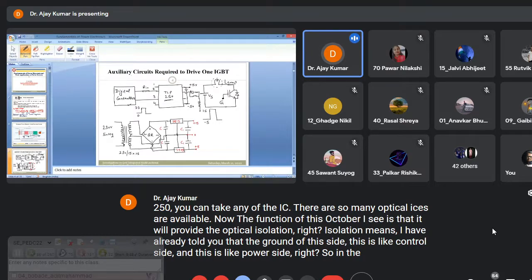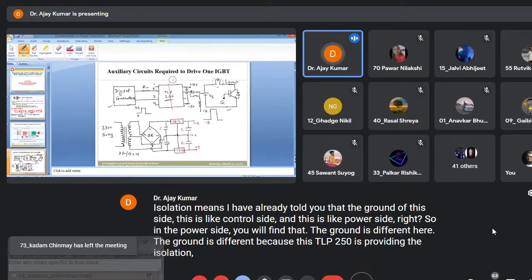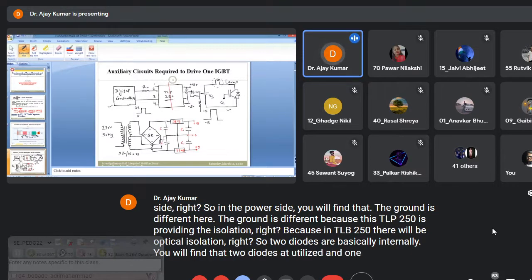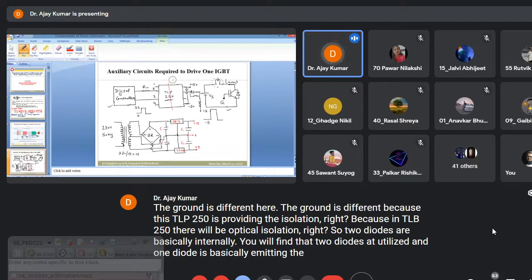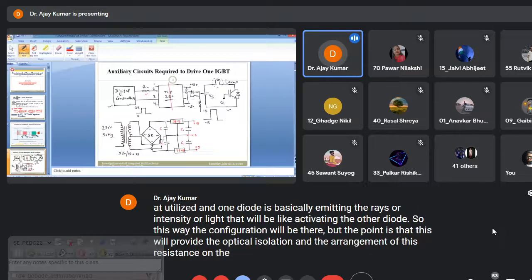Here the ground is different because the TLP250 is providing the isolation, right? In the TLP250 there will be optical isolation. Internally you will find that two diodes are utilized, and one diode is emitting light, or intensity, that activates the other diode. This way the configuration works, and it provides the optical isolation. And there is the arrangement of resistance on the input side and on the output side, right?